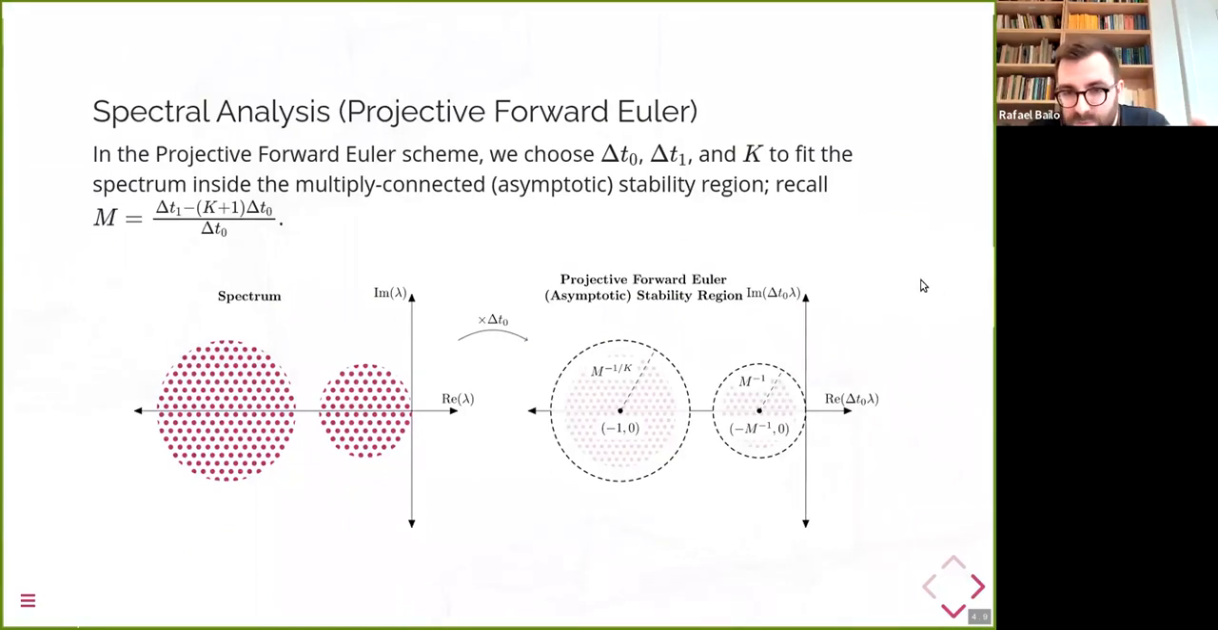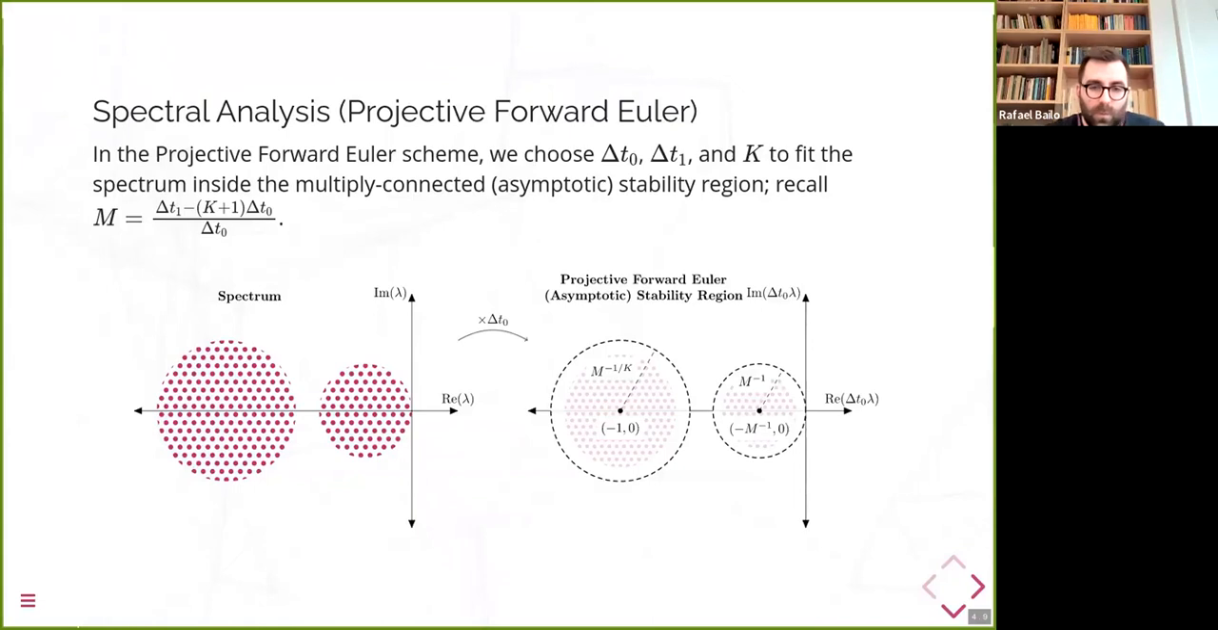But in fact, there is an asymptotic stability region. This is asymptotic when delta t0 is quite smaller than delta t1. If you go to a limit where delta t0 goes to 0 and delta t1 is constant, this is the asymptotic stability region, which depends on this m, this relative size of the extrapolation. And this is a very clean 2-disk structure. So you take your 2-cluster spectrum, pick delta t0, delta t1, and k, so that the spectrum fits inside the stability region. And then you're very happy because this method is at least stable.